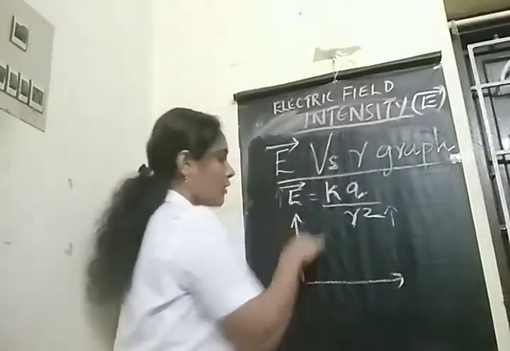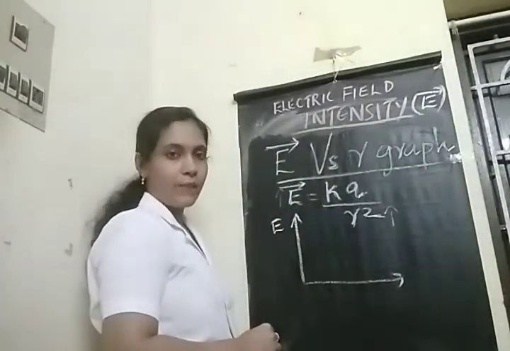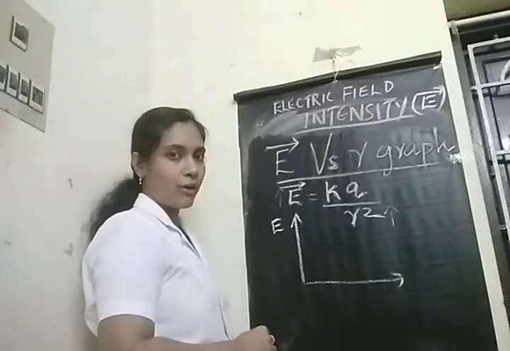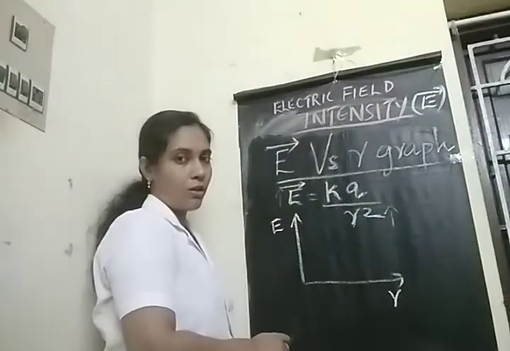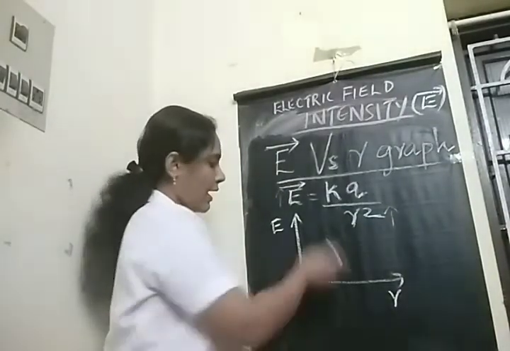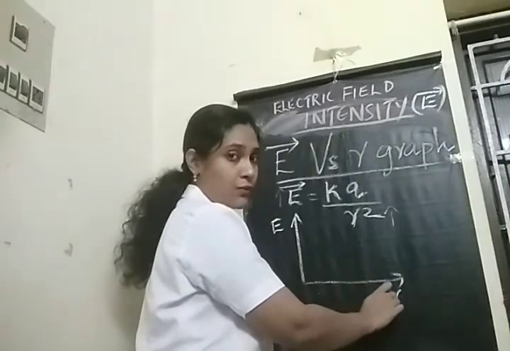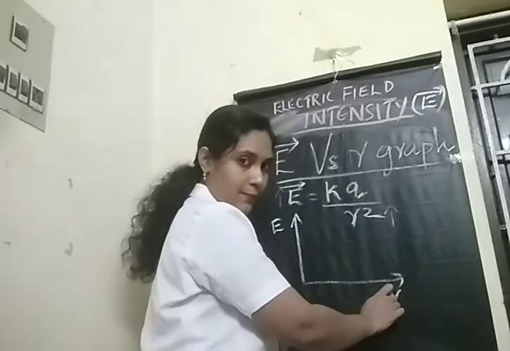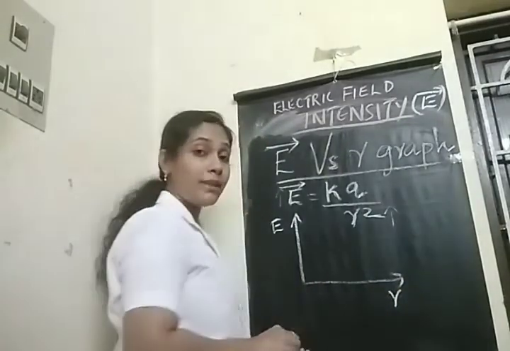So in order to plot the graph, E, the electric field intensity, is plotted along the y-axis and R is plotted along the x-axis. As R increases, as the distance of the test charge from the source charge increases, electric field intensity decreases. So what will be the nature of the graph?